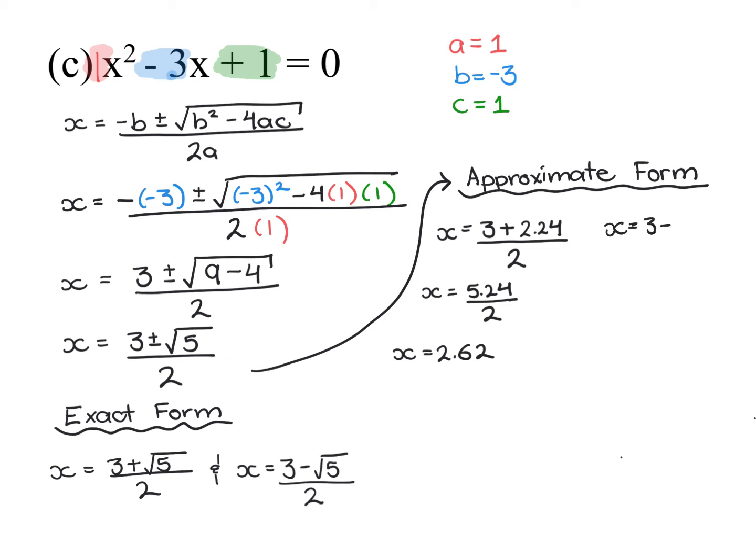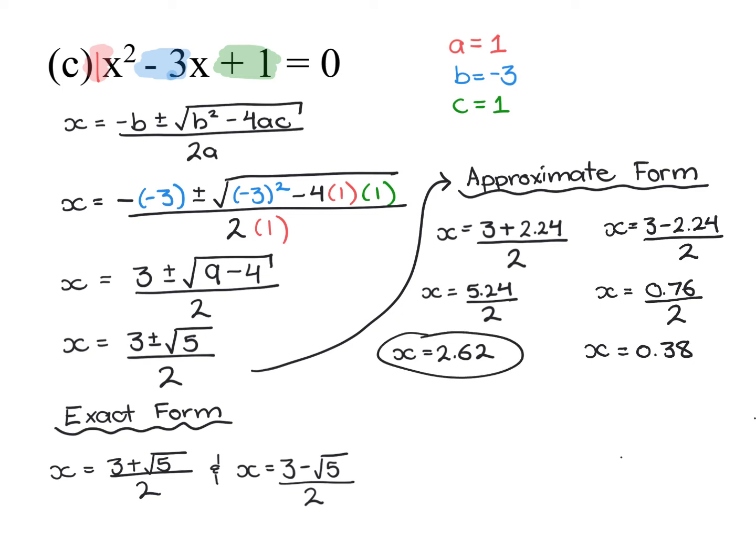Now the other x-intercept or root, you're going to do 3 minus 2.24 divided by 2. So x is equal to, that comes to about 0.76 divided by 2. And when we calculate that, we end up with about 0.38 as our answer. So in the approximate form, your x-intercepts are 2.62 or 0.38.